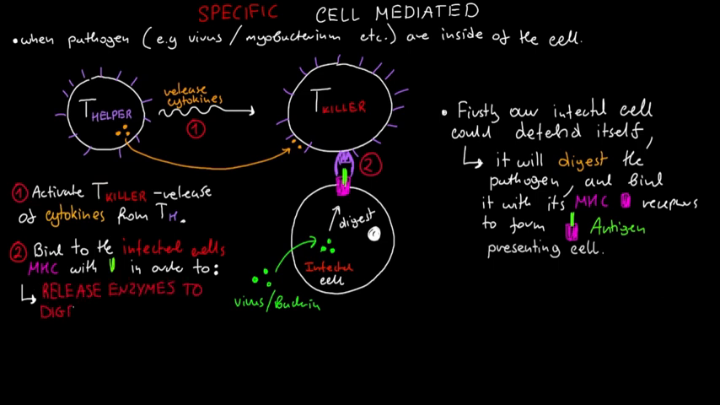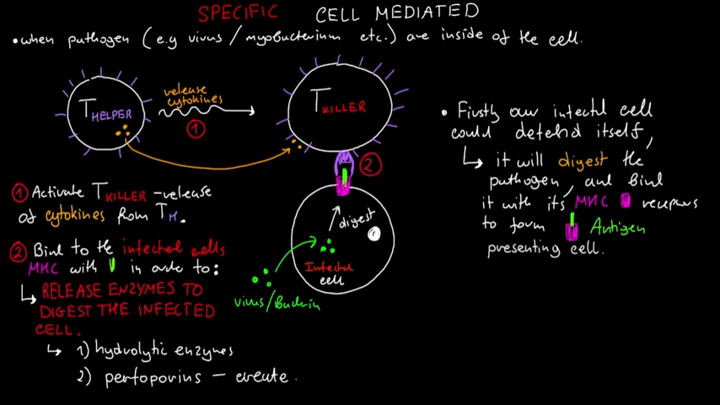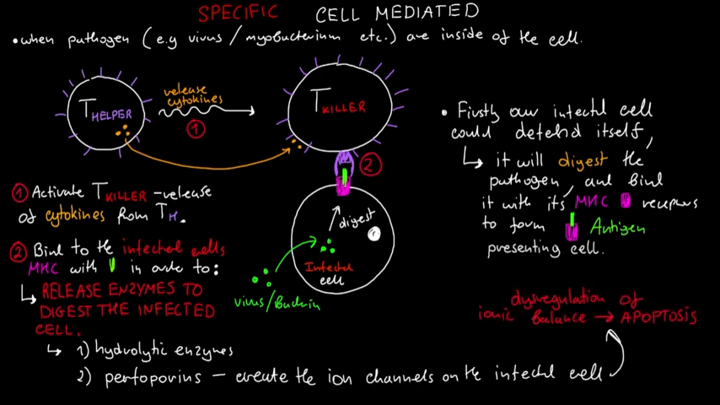Once our process is activated, our T killer cell will be activated and release enzymes to digest the infected cell. Two types of enzymes will be released: hydrolytic enzymes, which will digest the infected cell, and perforins. They are membrane proteins which will create ion channels on the infected cells. This will lead to the dysregulation of ionic balance, and our infected cell will die, so apoptosis will happen.